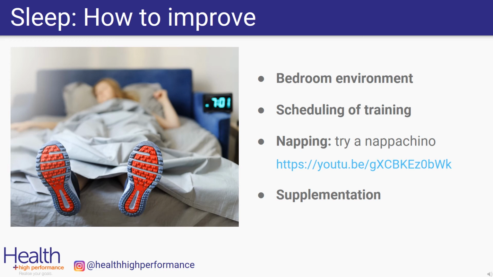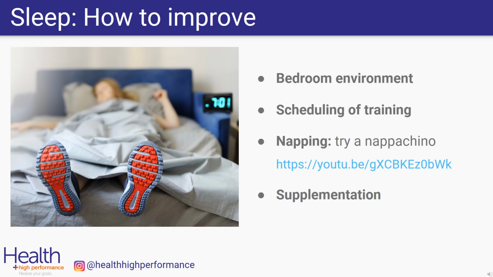Scheduling of training. Athletes often report worse and disturbed sleep the night before an early morning training session. Try not to sacrifice sleep in order to train. If you need to train early, ensure that you get to bed early and try and keep the same sleep-wake times throughout the week, as mentioned previously. A 2014 study on swimmers found that on training days, swimmers averaged almost 2 hours less sleep per night.